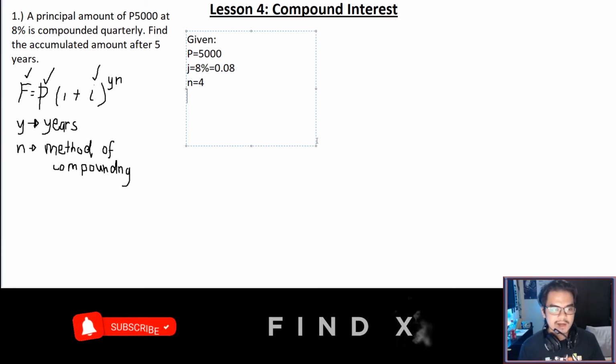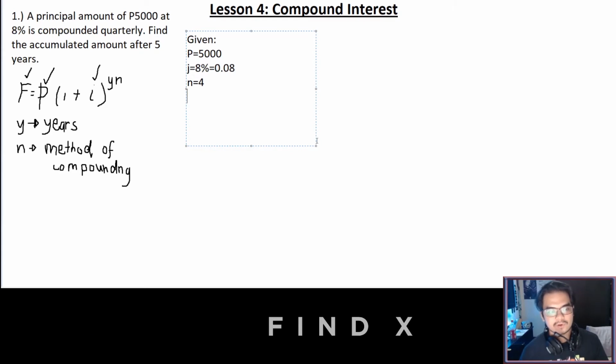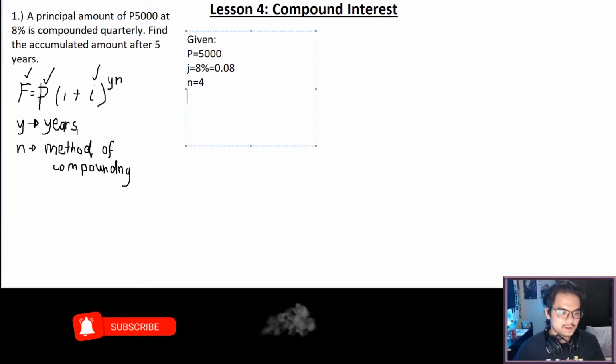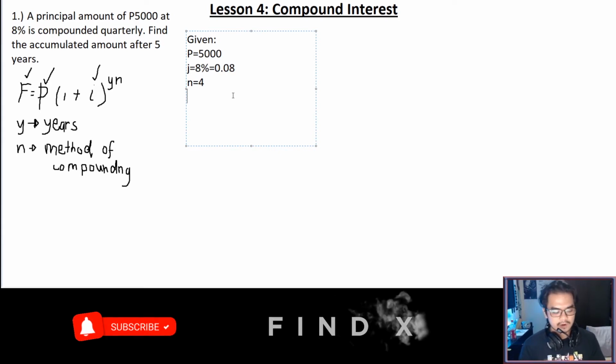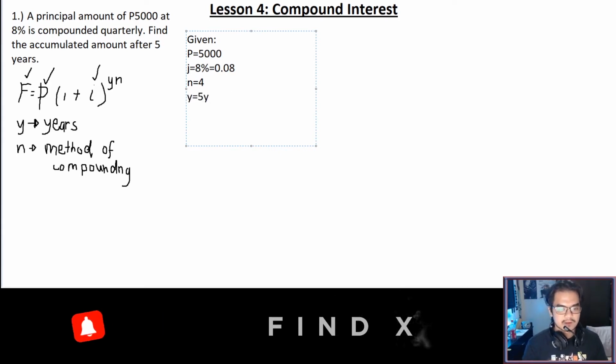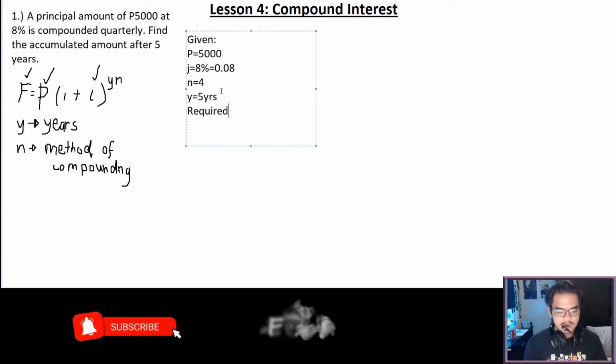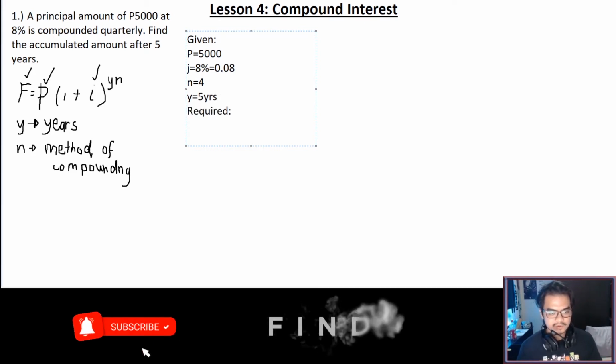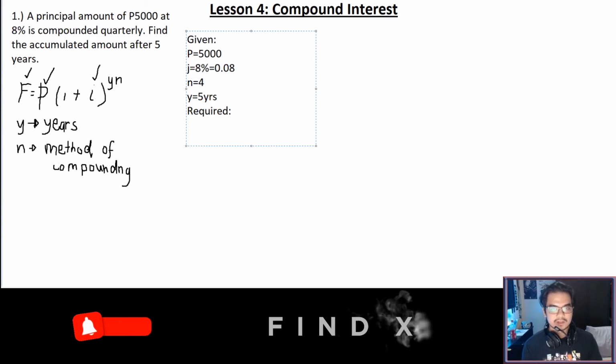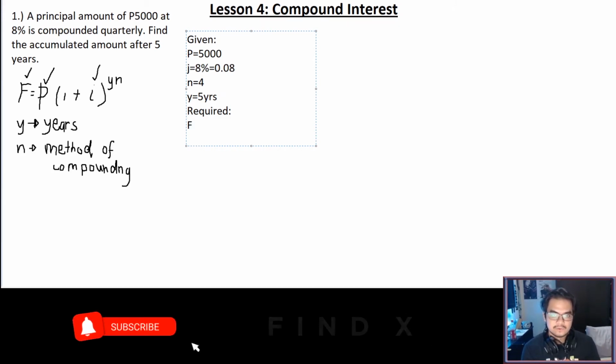Find the accumulated amount after 5 years. As you can see here, y is our number of years, therefore y is equal to 5 years. And the answer that we need is the accumulated amount. Again, the word accumulated is a keyword for the future amount, so we are looking for F.